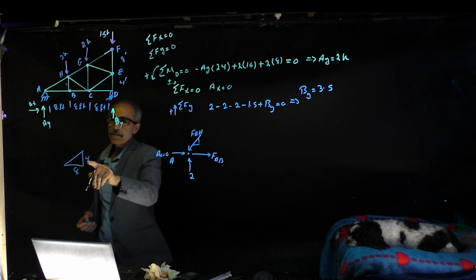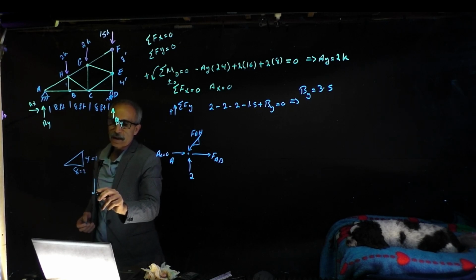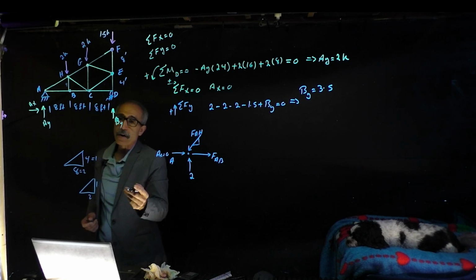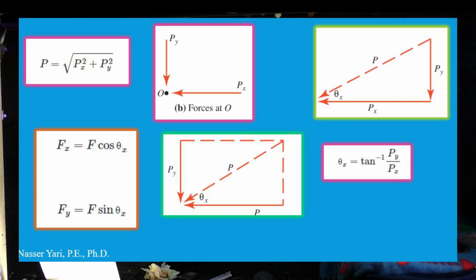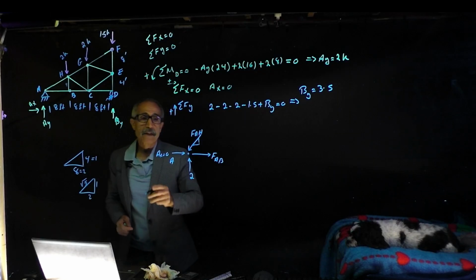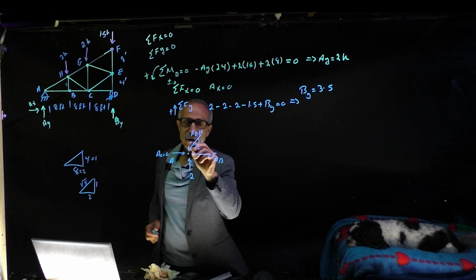If I divide this by 4, that becomes 1. If I divide this by 4, that becomes 2. So now I have a triangle like this, 1, 2, and if I use the Pythagorean theorem, 1 squared plus 2 squared becomes 5, and the square root of 5. Remember the Pythagorean theorem, it's on the board. So that's the square root of 5. Then I'm going to come in and show it like this: 1, 2, square root of 5.